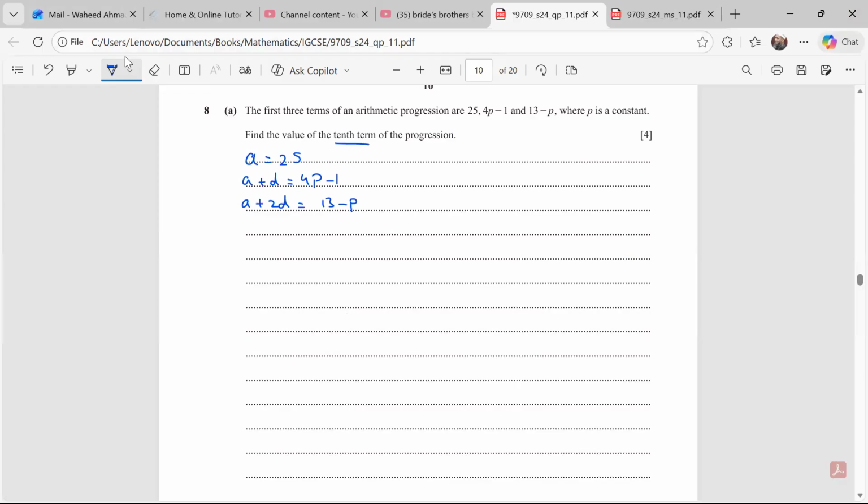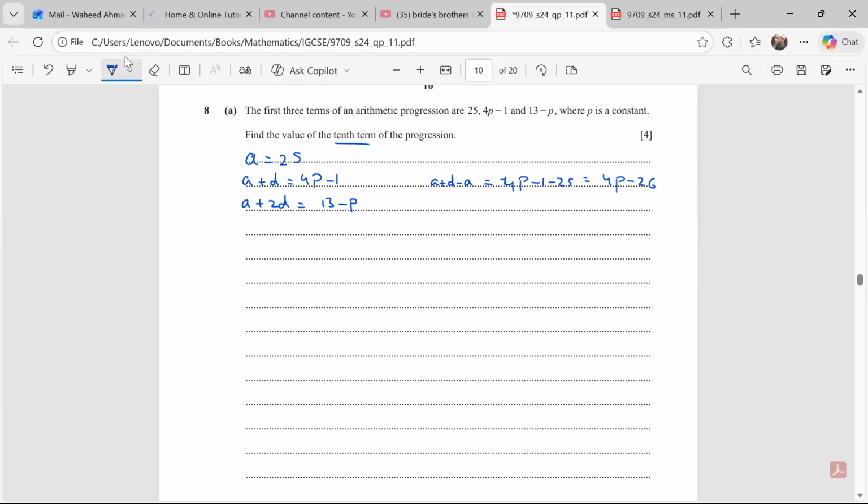Okay, how can we start? You see, for an arithmetic sequence, all we need to know is A and D, but we do not know D. We have something in terms of P. So if I subtract the first term from the second term, it will give me D only. So A plus D minus A, so it will give D. So this is going to be 4P minus 1 minus 25. So this will be 4p minus 26, right?